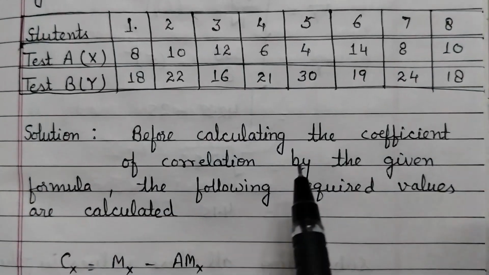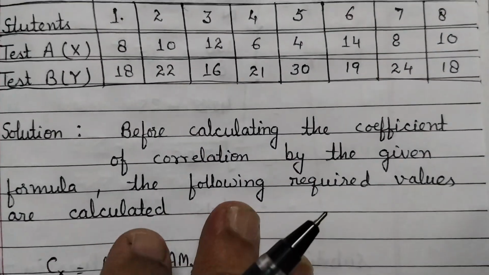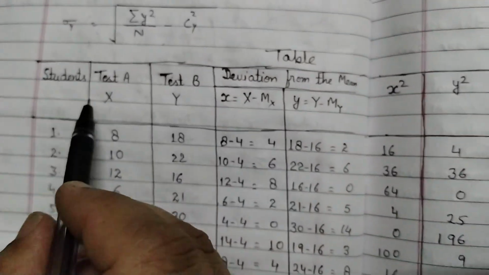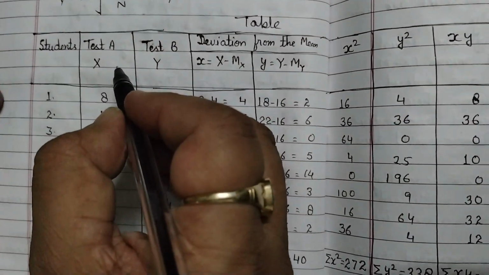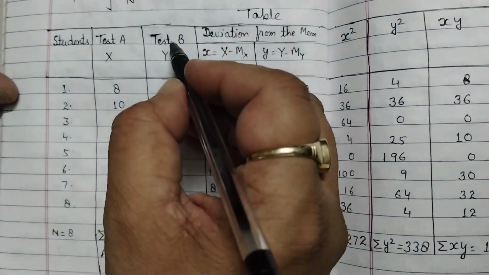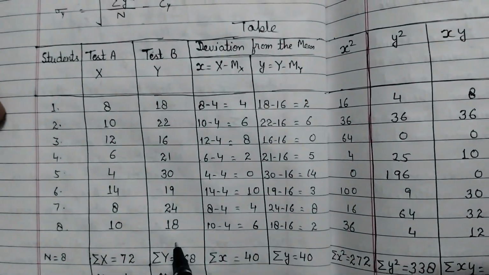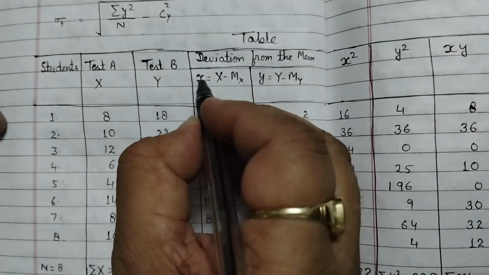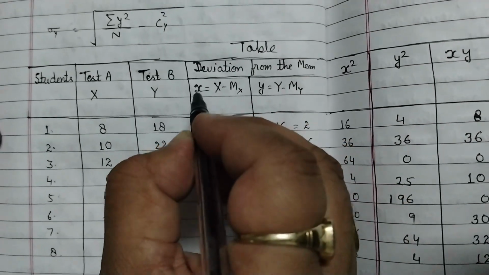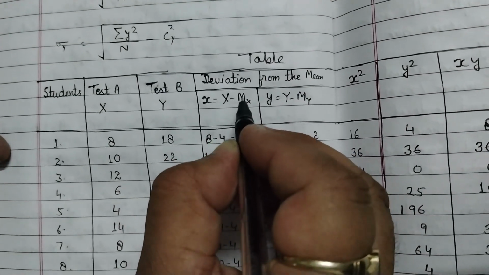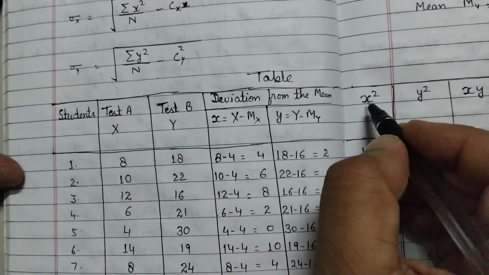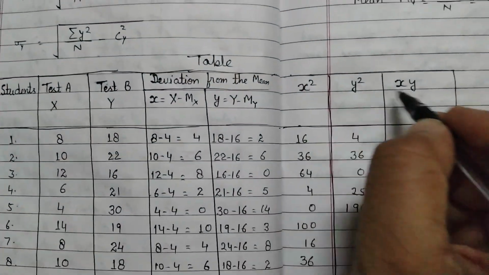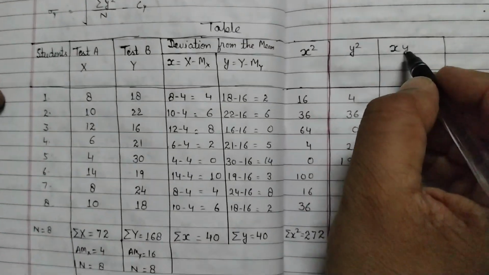So let us first prepare a table. The table is given here. The first column is the student column, the second is test A, and the third one is test B. Then the deviation from the mean: let it be represented by x is equal to capital X minus mx, and small y is equal to y minus my. Then the x square column, thereafter the y square column, and the product xy.